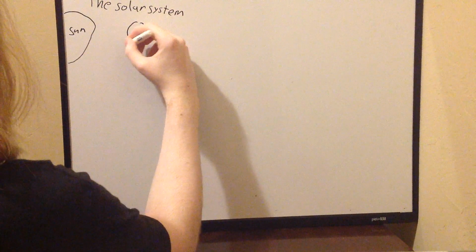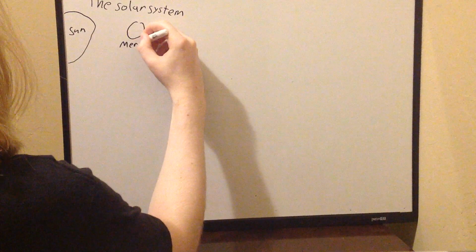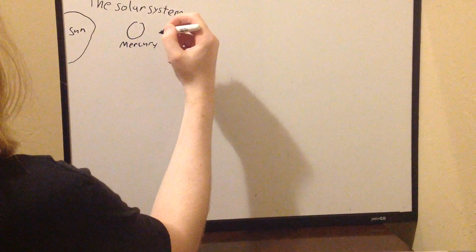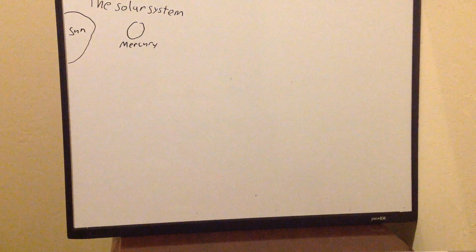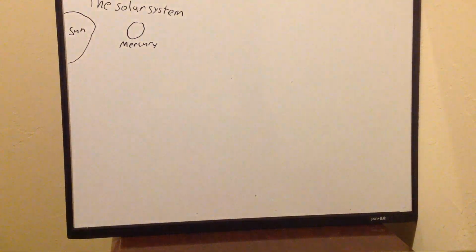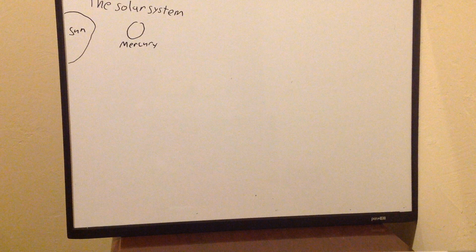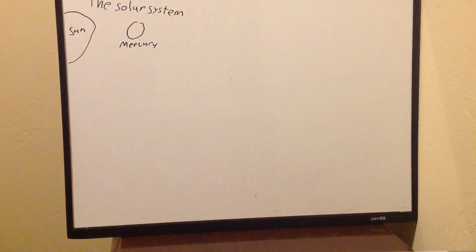So after the sun, we have Mercury. Mercury is the first of the inner or rocky planets, so-called because they're made primarily of rock. It's the smallest one. Mercury doesn't have a whole lot going on, to be honest. One of its distinctive features is that its day is really long.